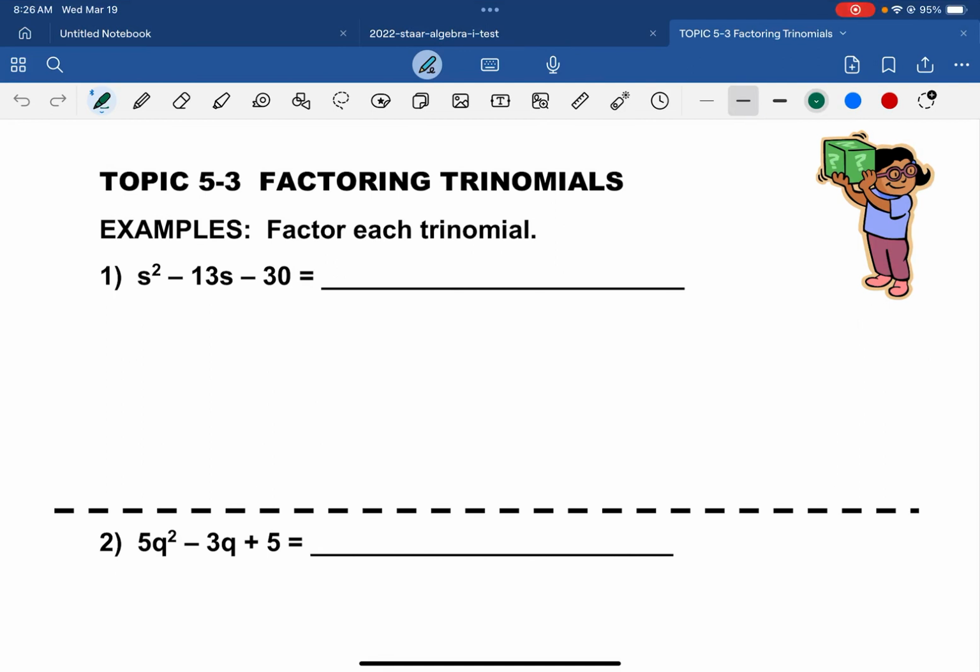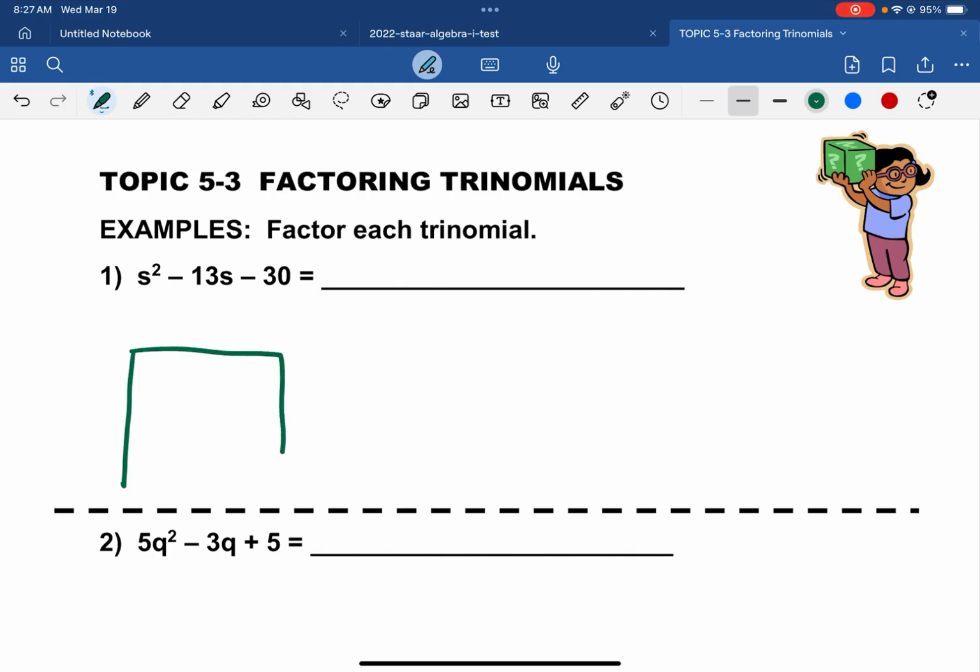All right, guys, here are the 5-3 notes. Factoring trinomials. So we started this in 5-2, and we're going to continue it. Like we talked about, factoring is a very big deal, so we've got to practice and get really, really good at it. All right, so fill the box, factor the box.